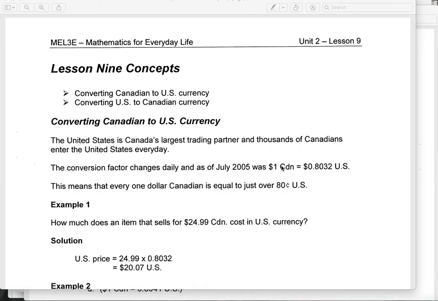The United States is Canada's largest trading partner, and thousands of Canadians enter the United States every year. The conversion factor changes daily, and as of July 2005, the conversion factor was 1 Canadian dollar is equal to 0.8032 US dollars. This means for every $1 Canadian is equal to just over 80 cents American currency.